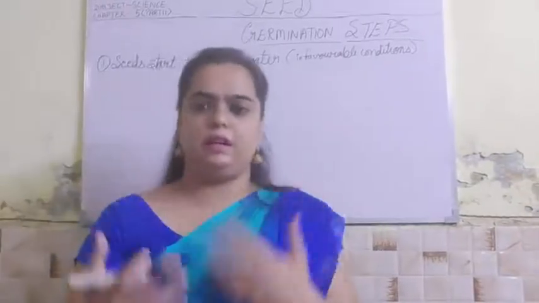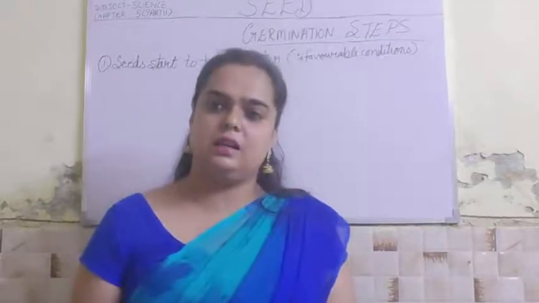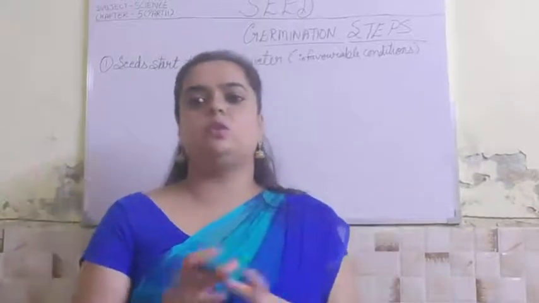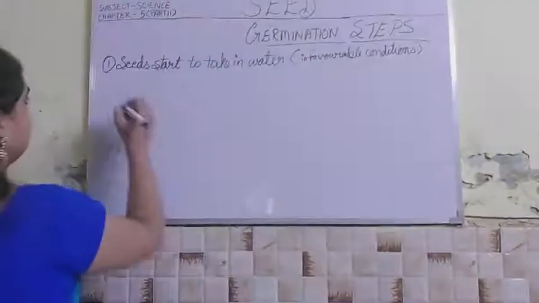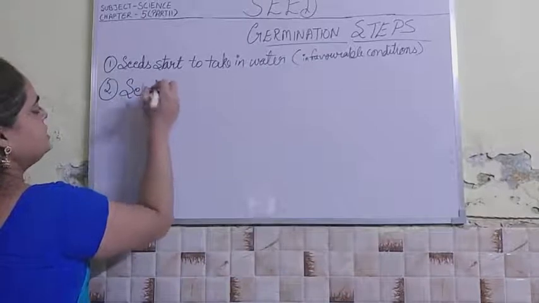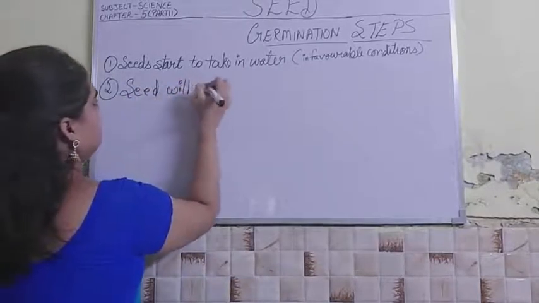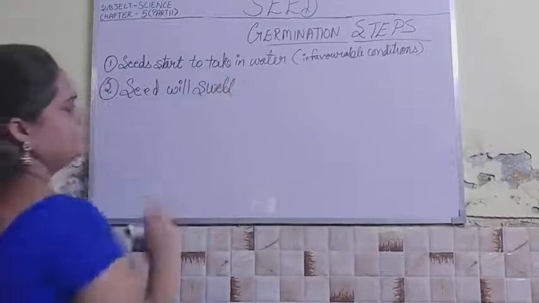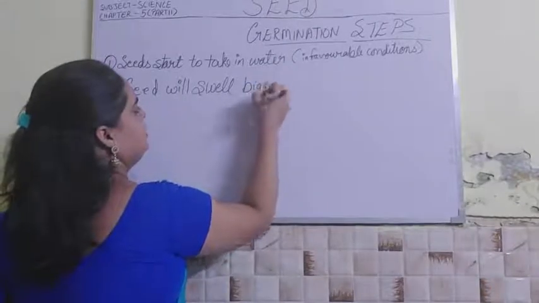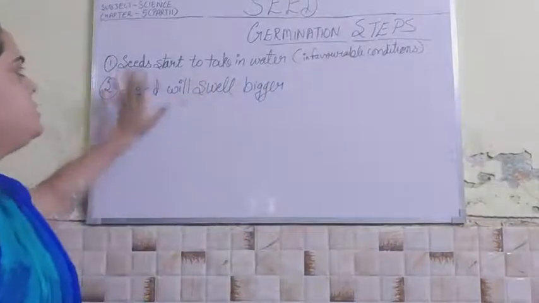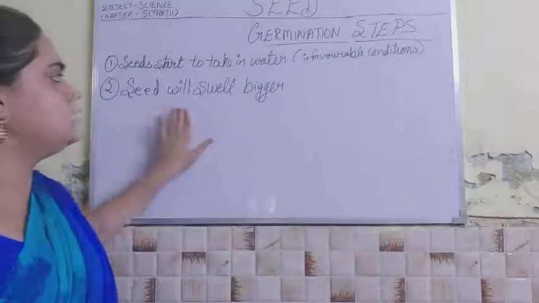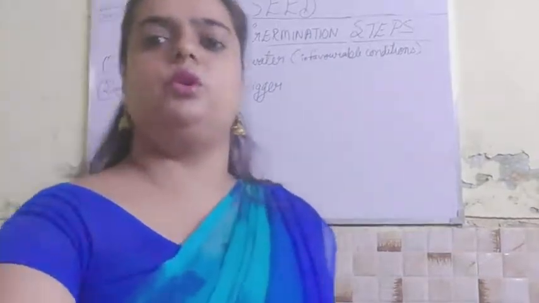First of all, the seed will take in water, and as water is taken in, the seed swells bigger and bigger until the coat splits apart. Okay, then the second step is, as it takes water in, the seed will swell as a result. The seed will start swelling bigger and bigger. Okay, this is the second step. The first step is the seed starts to take in water in favorable conditions, and after that the seed will swell bigger.